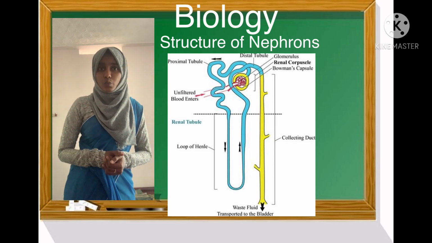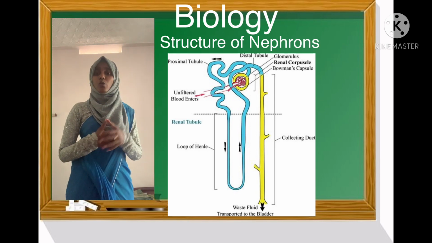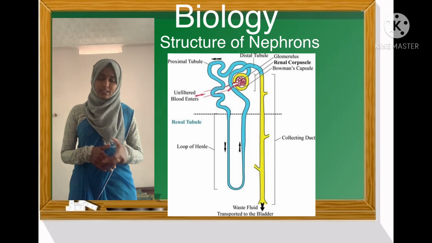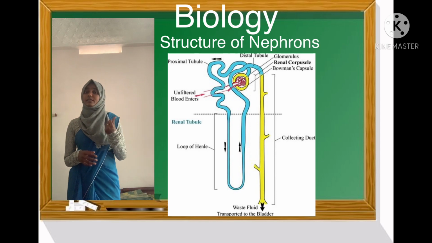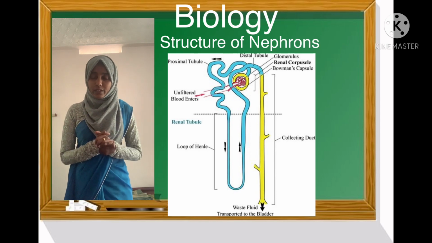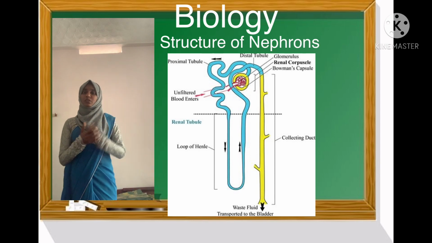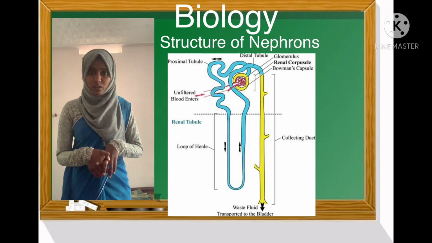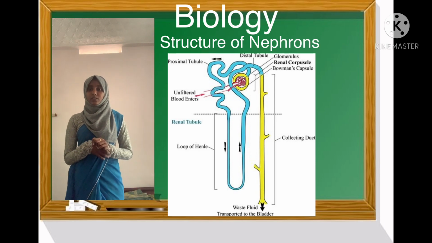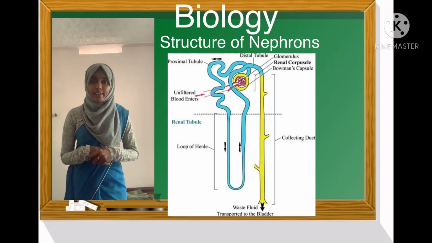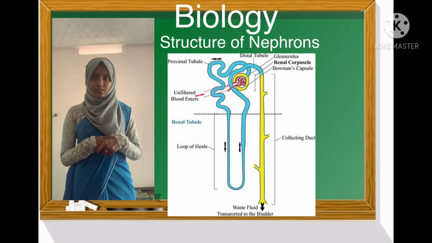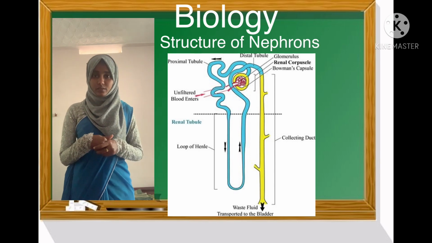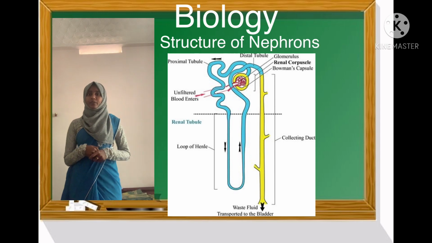Capsular space is the space between the double walls of the Bowman's capsule. We already said that Bowman's capsule is double walled, isn't it? Yes. So the Bowman's capsule is double walled, and there is a space in between this double-walled cup-like structure. This space is called the capsular space. Are you listening? Yes. Okay.